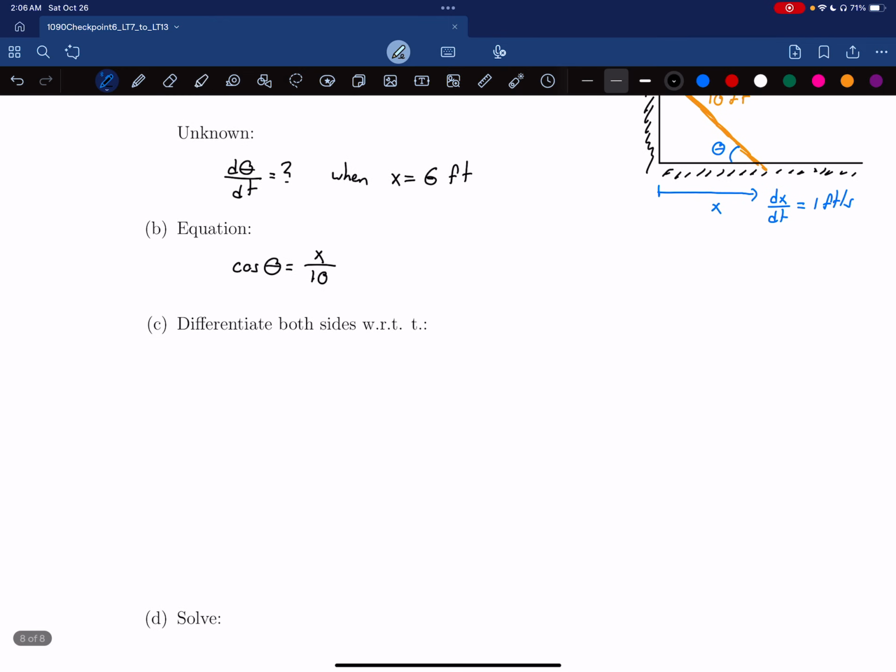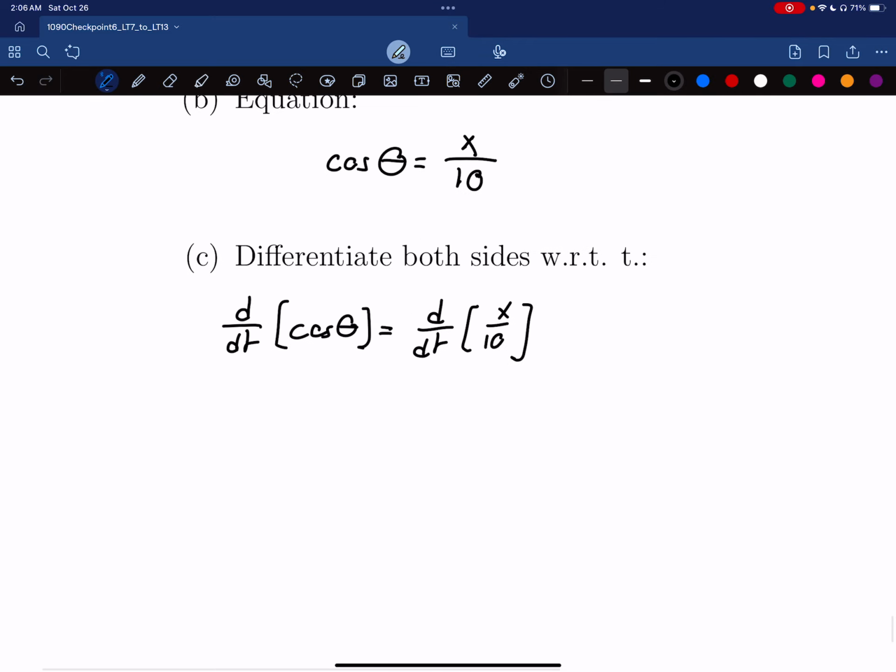Now, we need to differentiate both sides with respect to t. Let's just go ahead and do that. We'll have d dt of cosine theta equal to the derivative with respect to t of x over 10. And you may be looking at this thinking, both of these functions, cosine theta and x over 10, are not in terms of t. That's okay though, we can still use the skills we picked up in implicit differentiation to solve that. So first, we're going to solve this derivative in terms of theta.